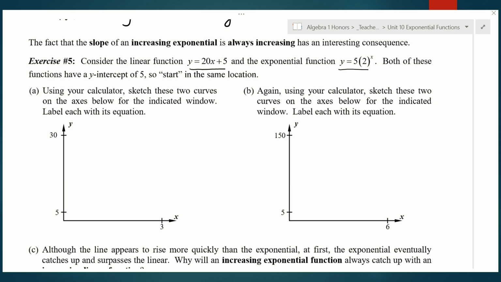Okay, so for our x-axis, it looks like they want us to go from 0 to 3. So our x-min should be 0 and our x-max should be 3. And then we're going to do our y-min as 0, and it shows they want our y-max to be 30. So once you have your picture of your graphs, we're going to sketch them out. And the reason why they have 5 here is because, remember, they said they share that same starting point, that same y-intercept. And so my line, I'm just going to sketch this out, should look something like that. And don't forget to label.